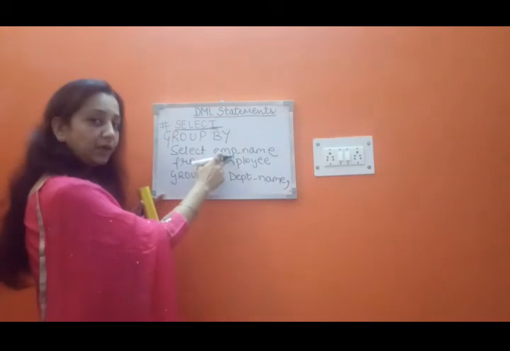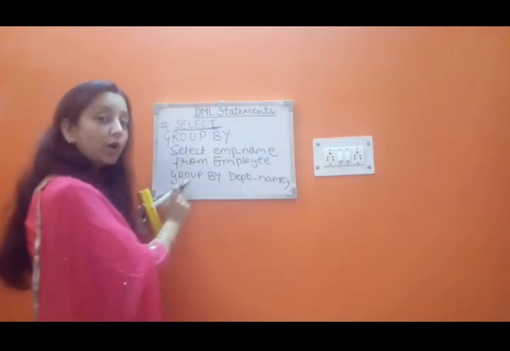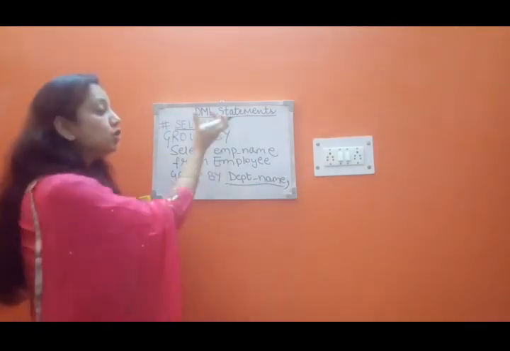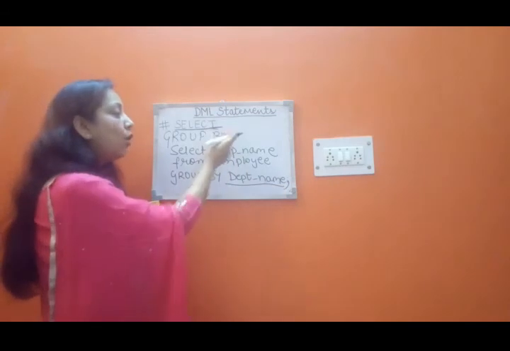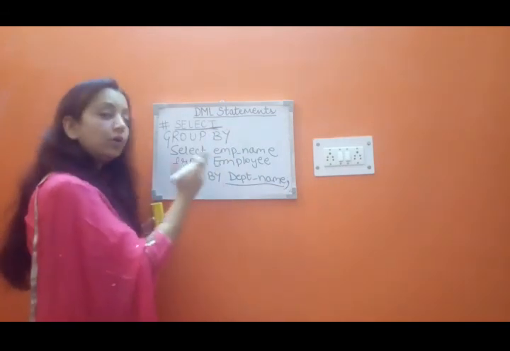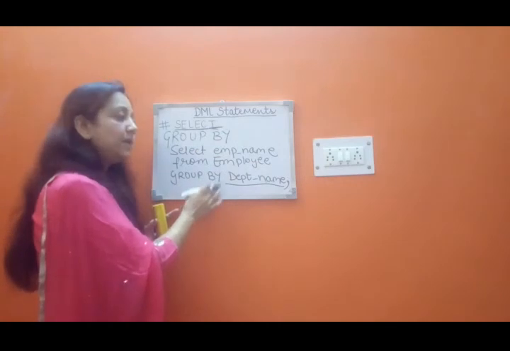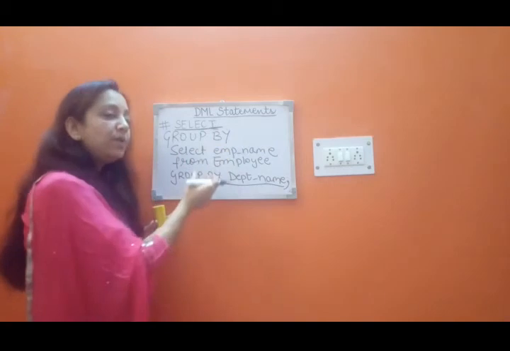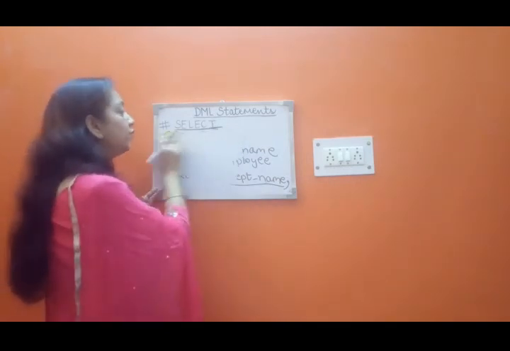Select employee name. I want to view only the employee name. From where? From the employee table. On what basis do I want the grouping? By department name. So now when I see the records, the view will be like this, that all the employee names will be shown or listed, and they will be grouped according to the department, HR department or IT department. So the grouping will be according to the departments, which will be easier for me to view and understand.